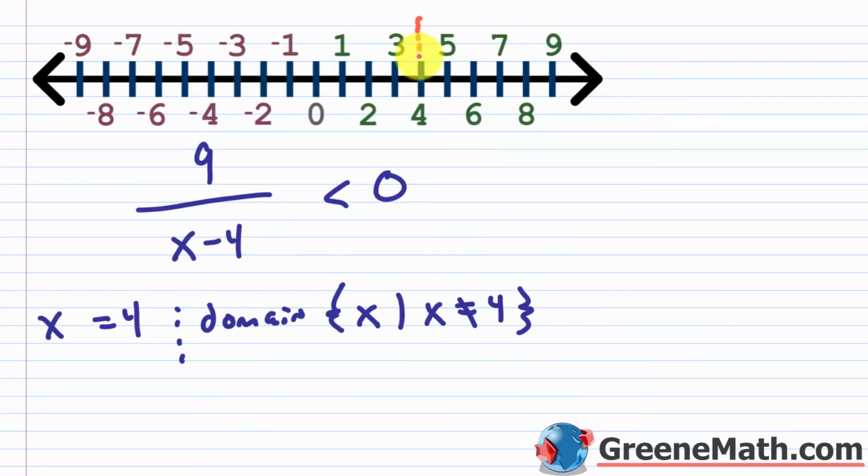So again, coming to the number line, let me put a vertical line at 4. So you're just going to have 2 regions here. So anything less than 4, let's call that A. And then anything greater than 4, let's call that B. So you have A and you have B. So just pick something in A.